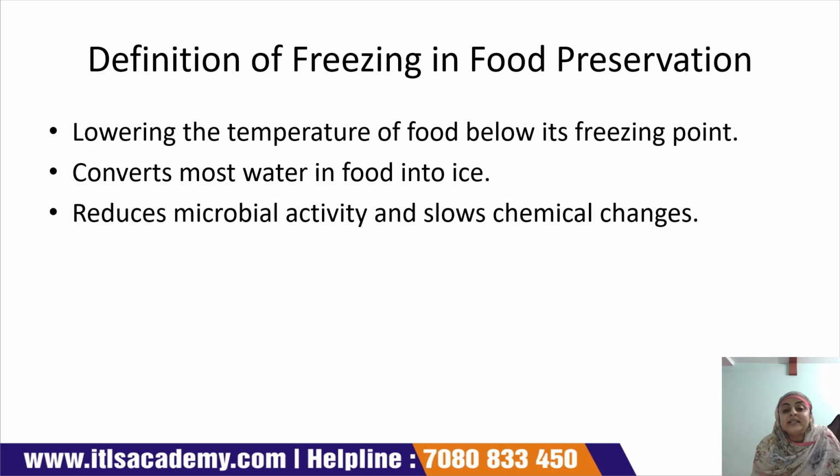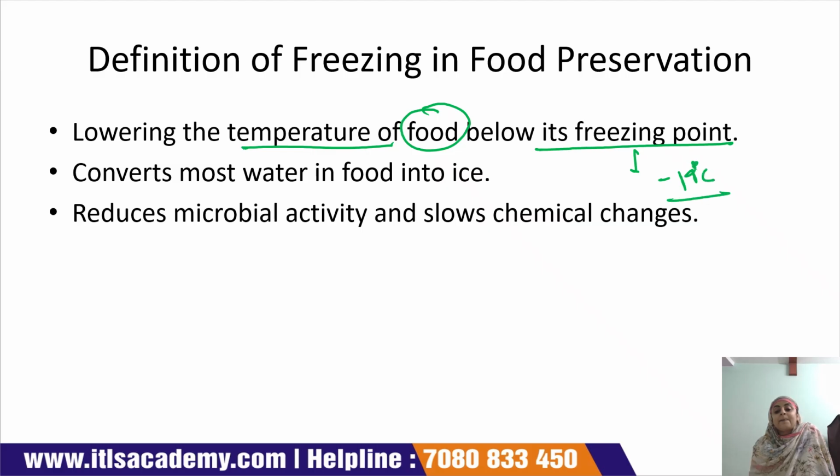Definition of freezing in food preservation. Lowering the temperature of the food product below its freezing point. Below its freezing point means that suppose some food product has a freezing point of minus 14 degrees Celsius. Now what we have to do is keep that food product below minus 18 degrees Celsius. That's why this range is given, that we keep the food product between minus 18 to minus 20 degrees Celsius, so that the ice will form.